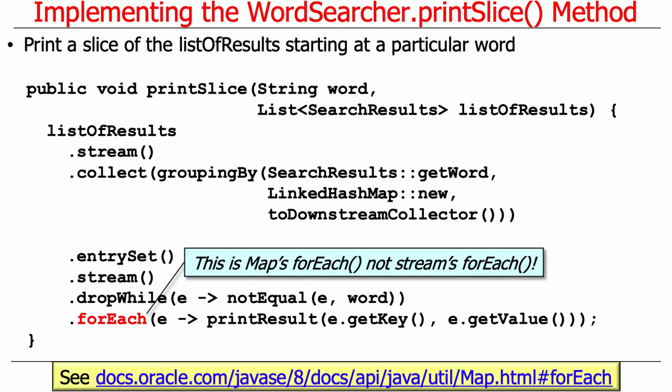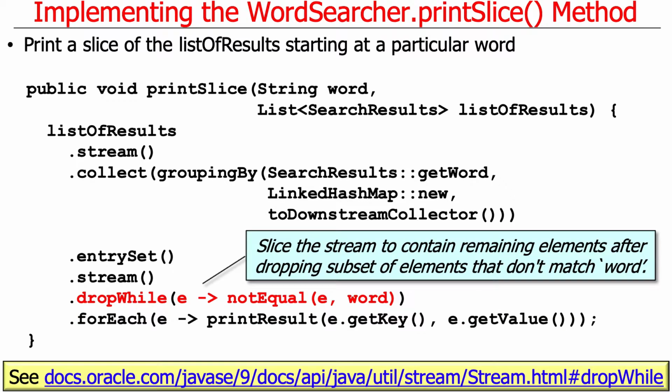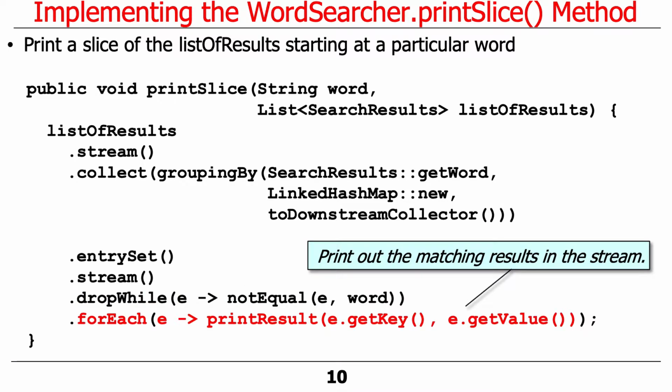And of course, this is the maps for each method, not the streams. Actually, wait a second. Hold on. No, I take it back. This is backwards. This is the streams for each method, not the maps for each method, because we converted the elements back into a stream back up here. And so now we got a stream, so we can drop them and do the slice. So that is backwards.